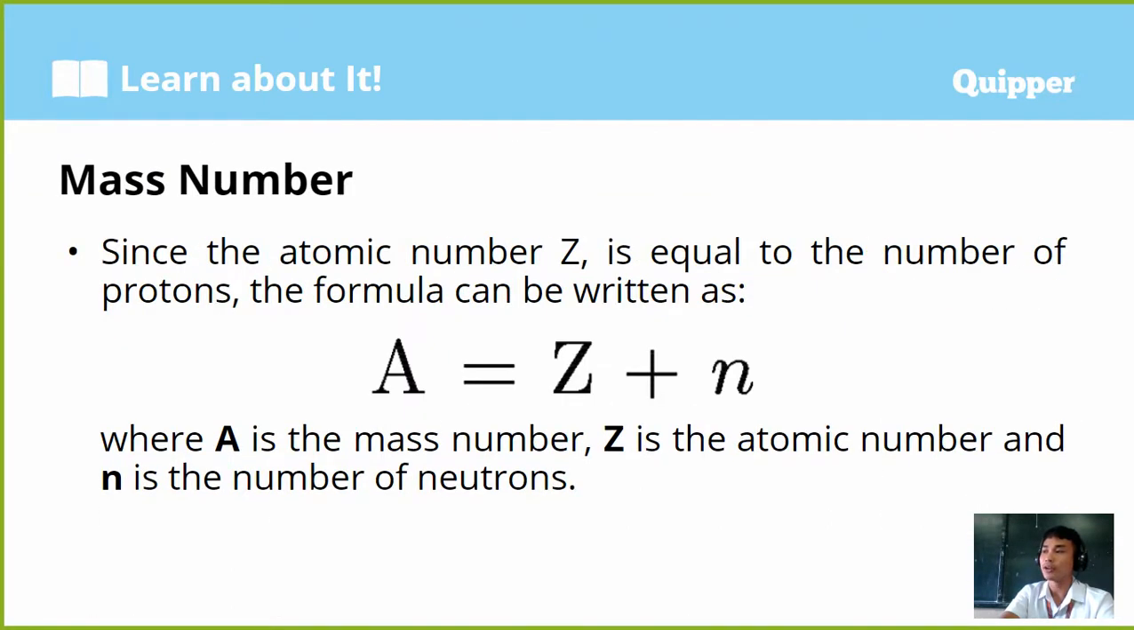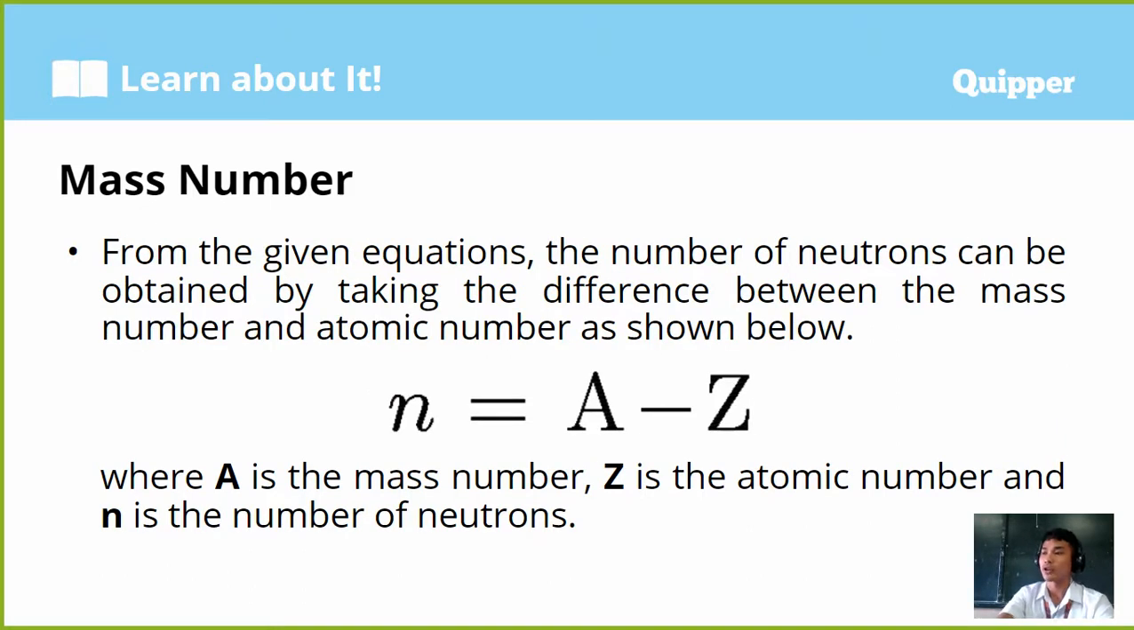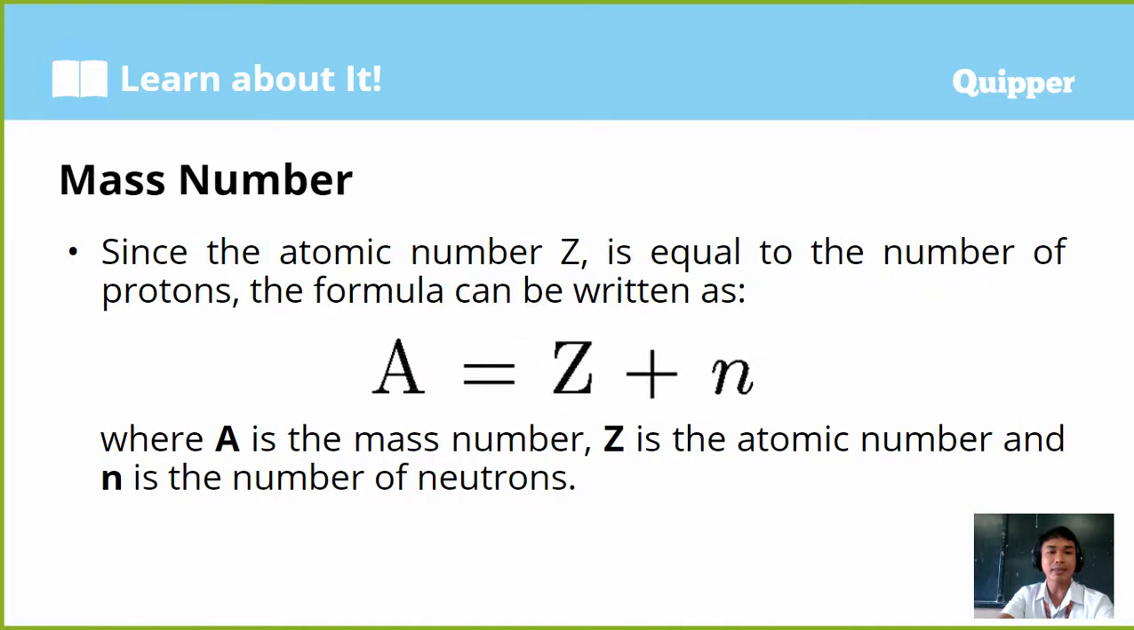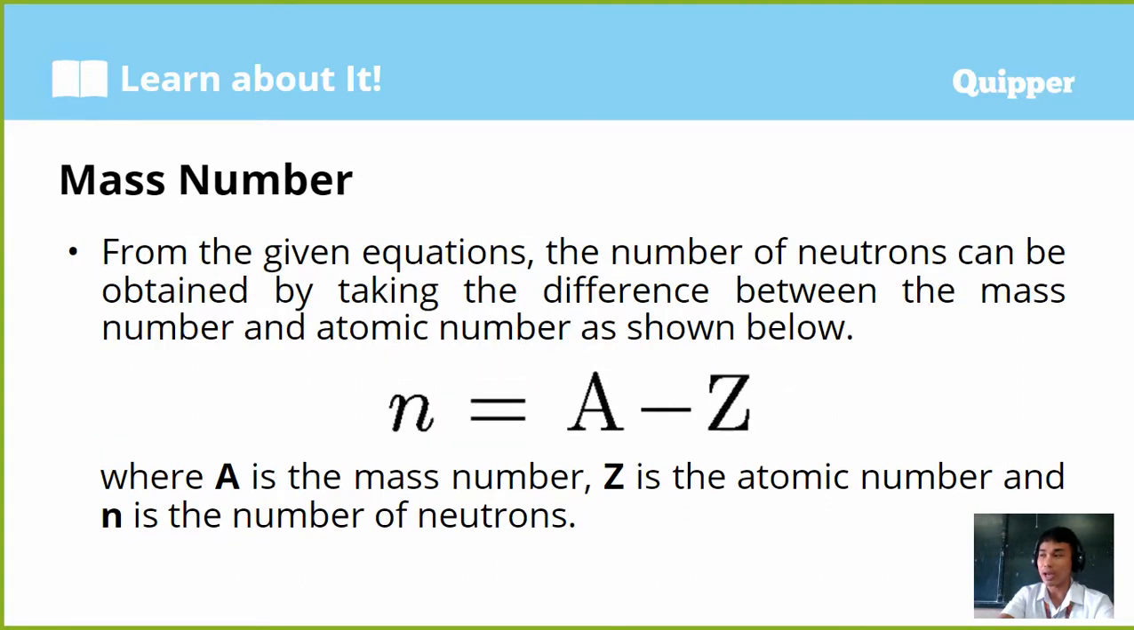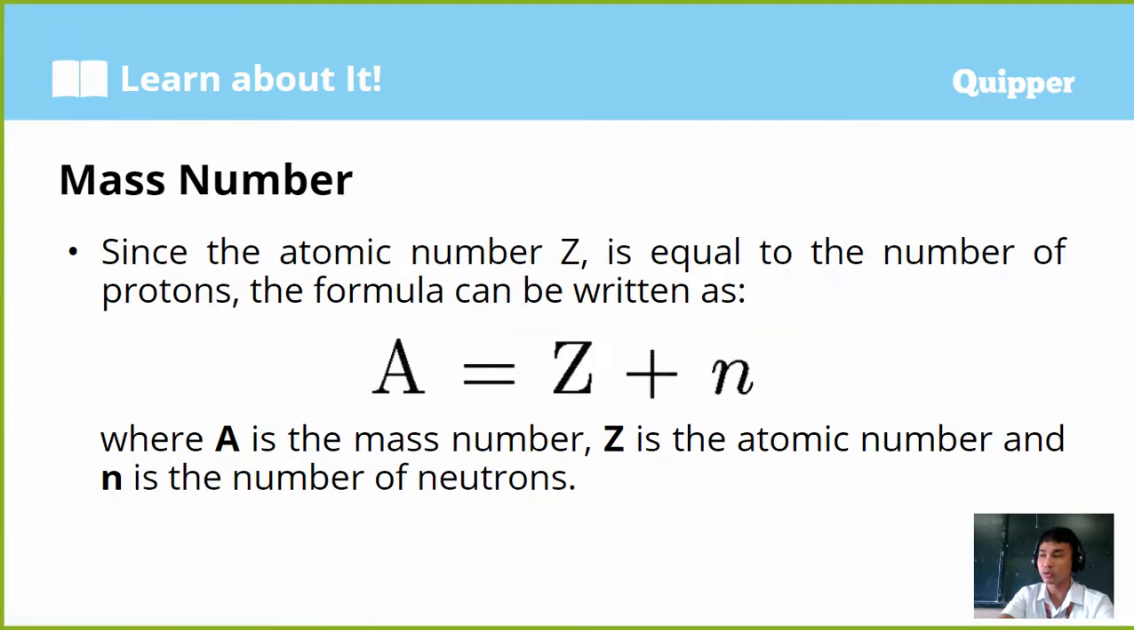So where A is the mass number, Z is the atomic number, and small n is the number of neutrons. How do we get the number of neutrons? Deriving from the formula, you can get the number of neutrons by transposing Z or P to the other side of the equation.